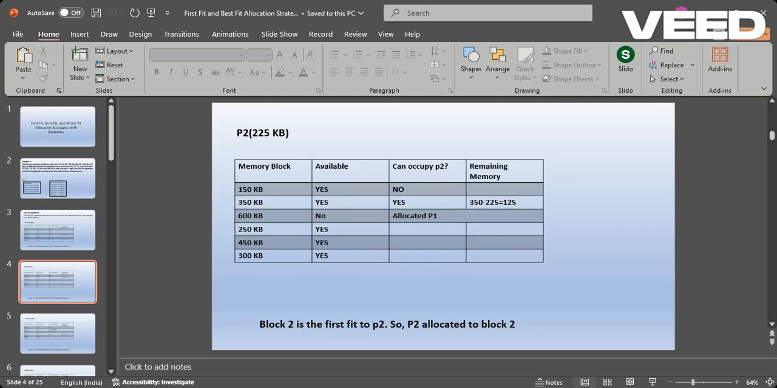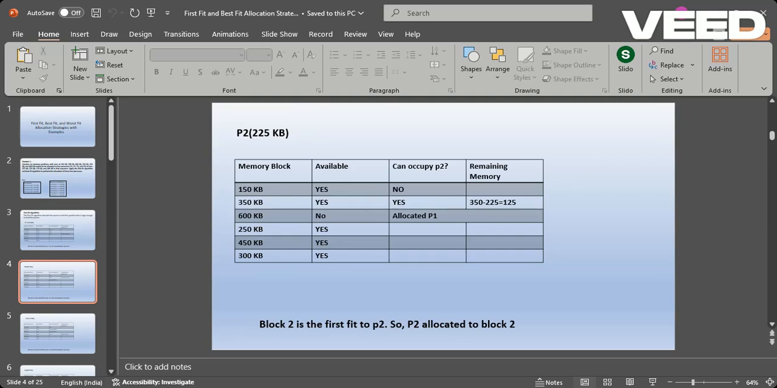So P2 can occupy the column, and we write S in the memory block corresponding to 350 KB. Then we need to find the remaining memory wastage after allocating P2: 350 minus 225 equals 125. So here block 2 is the first fit for process P2.